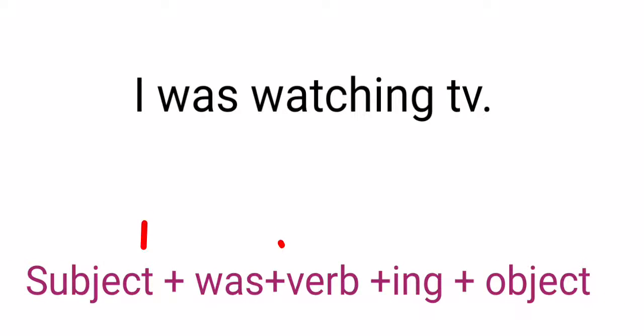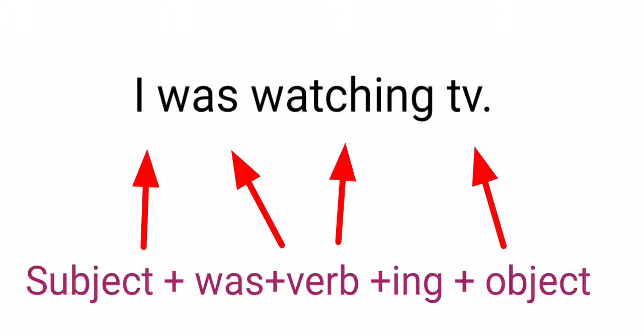Affirmative sentence. I was watching TV. First we use subject plus was plus verb-ing plus object. Second example. They were dancing. We use were with they. We use was with I, he, she, and it. We use were helping verb with we, they, and you.